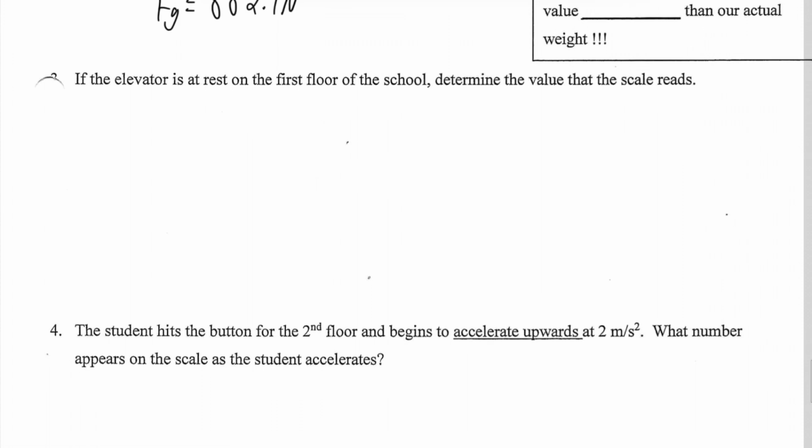The elevator is at rest on the first floor of the school. Determine the value that the scale reads. In this case, we're just going to see that our normal force is equal to Fg, because if it's at rest, our net force is equal to 0. So we'll find that our normal force, if it's not moving, is 882.9 newtons.